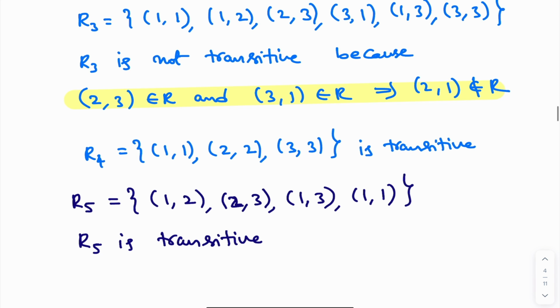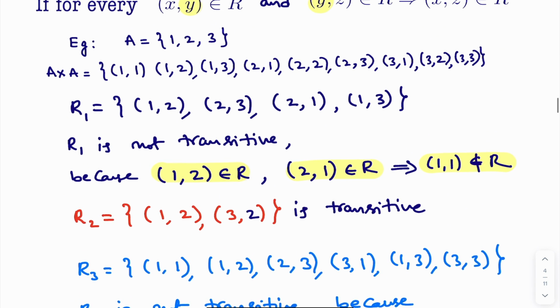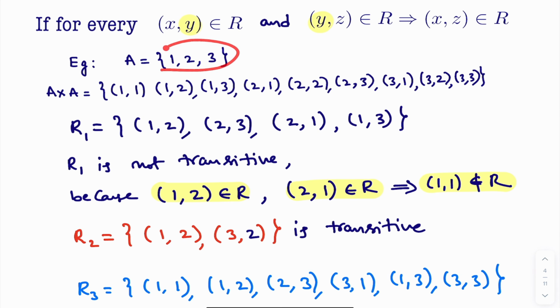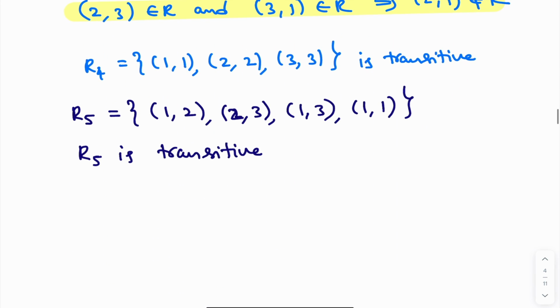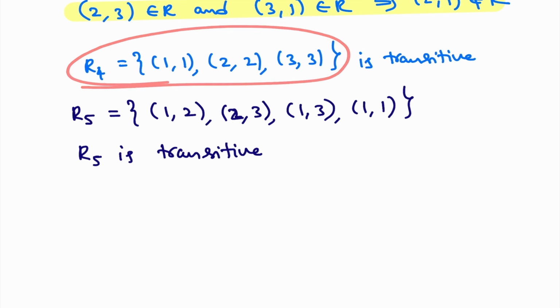For example, you see here this relation. What is set A here? Set A is 1, 2, 3. This relation, you observe, is this relation reflexive or not? As 1 is there in set A, 1 comma 1 is there in the relation, as 2 is there in set A, 2 comma 2 is there in the relation, as 3 is there in set A, 3 comma 3 is there in this relation. So this relation is reflexive.